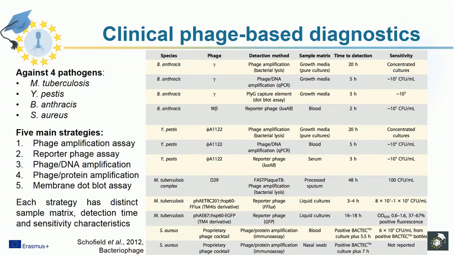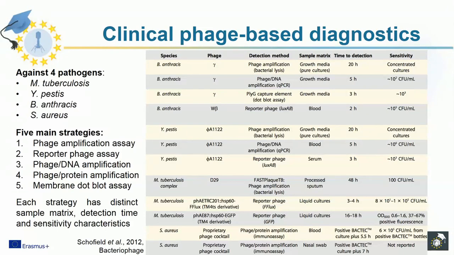The first, phage amplification, reporter gene production, quantification of phage genomic DNA amplification, MS-based detection of phage structural protein production, and lastly, membrane dot plot assay. As listed in the table, each tool has its own distinct sample matrix, detection time, and sensitivity characteristics. The matrix ranges from actual blood samples to cultured cells.